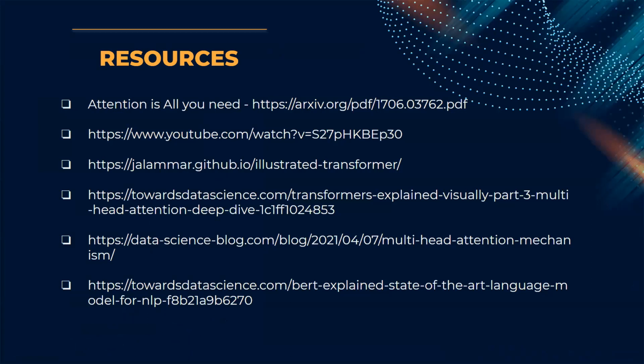Now, a lot of pictures and information were taken from various articles and YouTube videos. The links to all of them are appended here. The Attention Is All You Need paper is a must-read if you want to understand more about the transformer architecture. There's also a YouTube video explaining the history before transformers, that is RNNs and LSTMs. This Jay Alammar blog is a very helpful one as well. And all these other blogs help explain the transformer architectures very well. I really encourage you to go through them.